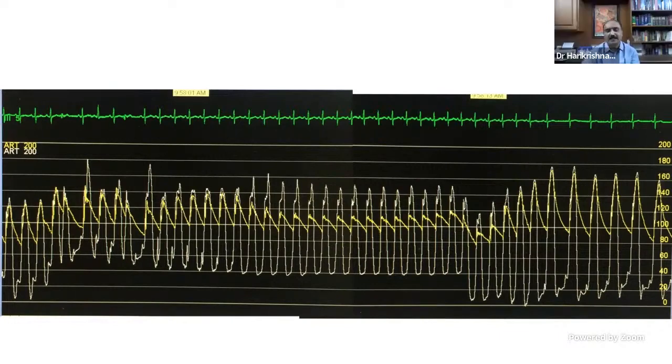Just take time and read it. So this is a simultaneous LV and aortic pressure tracing. In the middle part, there is a tachycardia. Why is there tachycardia? Is it junctional PSVT? Sinus tachycardia.